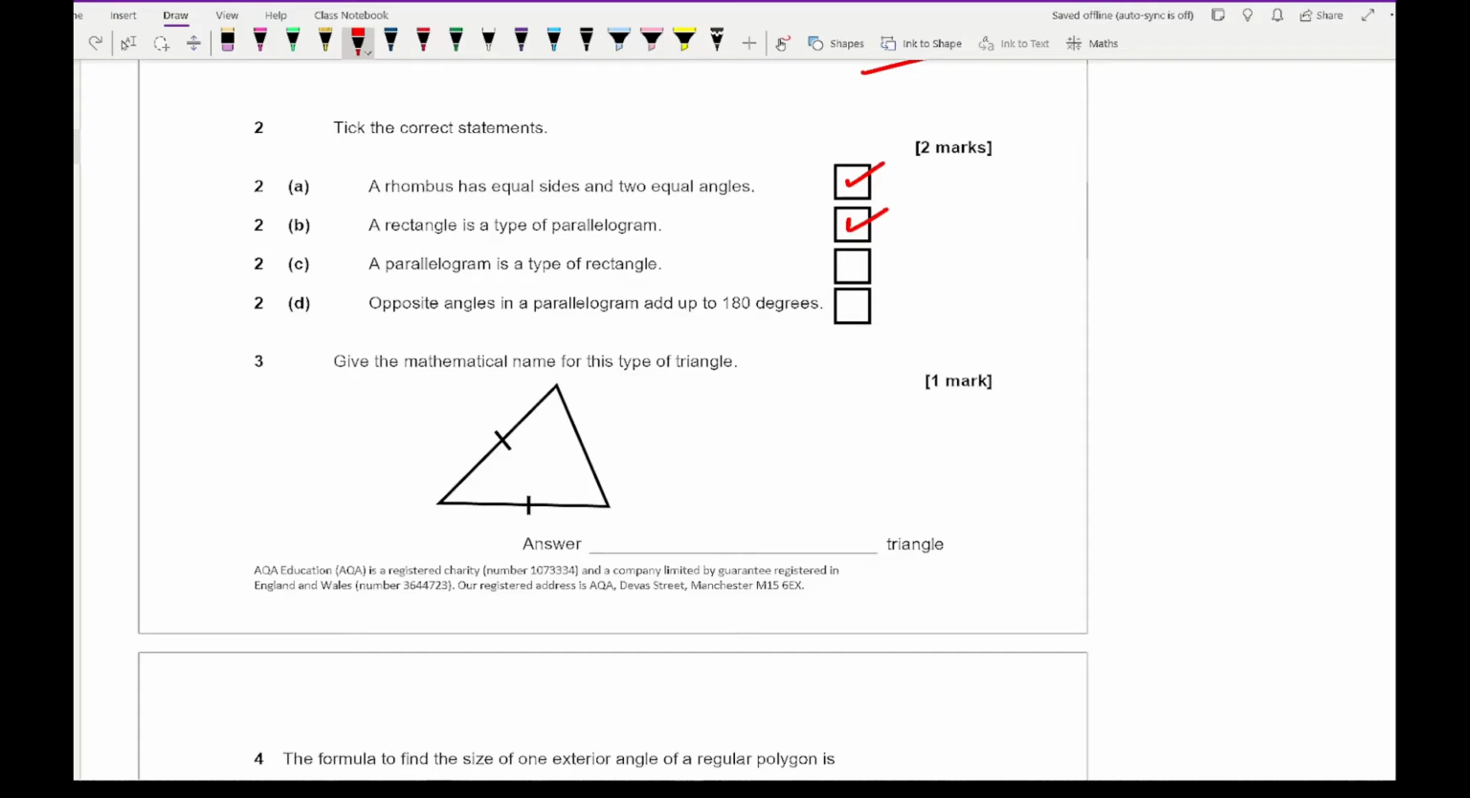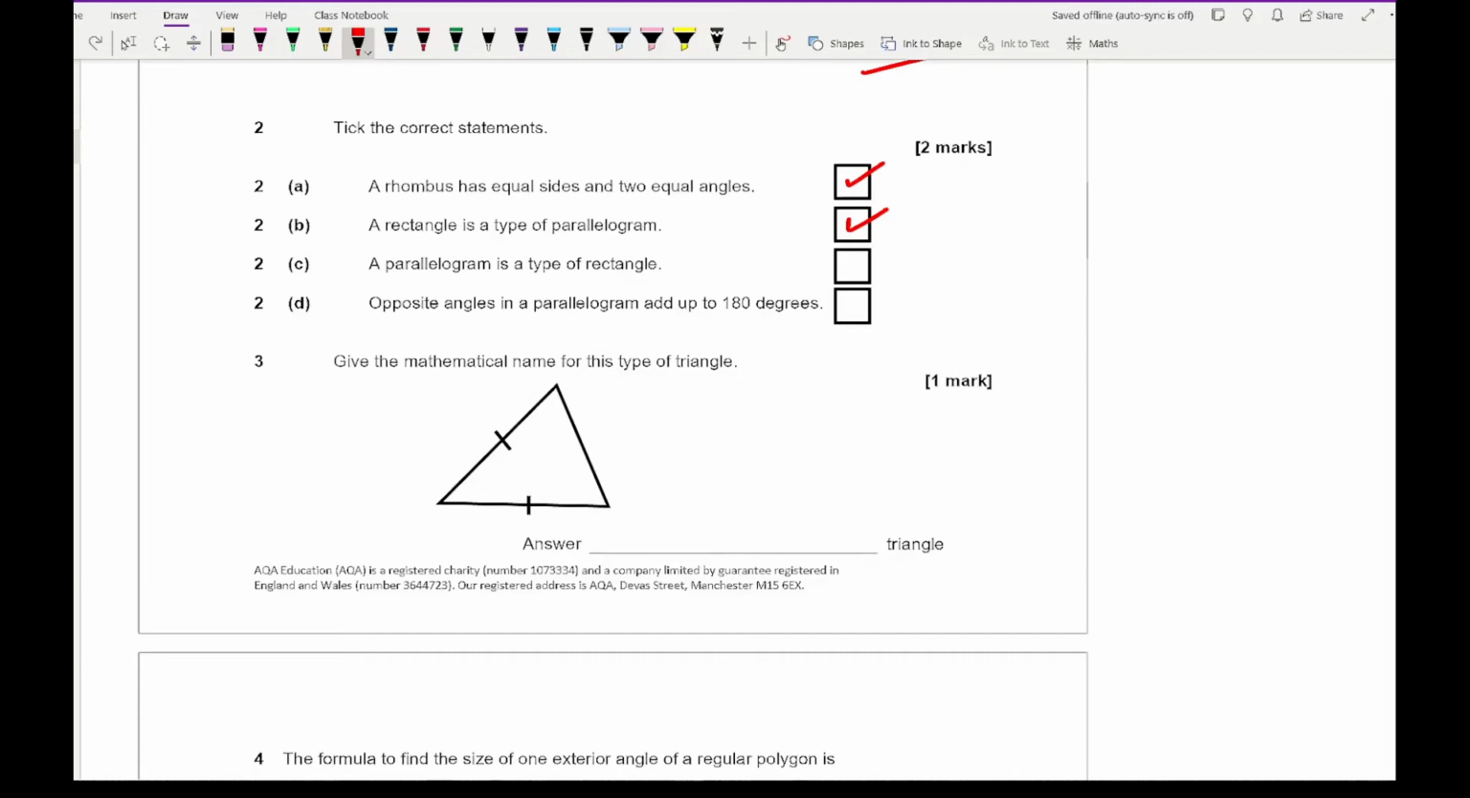However, moving on to 2C, a parallelogram is a type of rectangle. Well, the definition of a rectangle is that you've got two sets of parallel sides, which is true in a parallelogram. You've got two pairs of equal lengths. That's true as well. But the interior angles of a rectangle are all 90 degrees, which in a parallelogram is not true. So that one there is false.